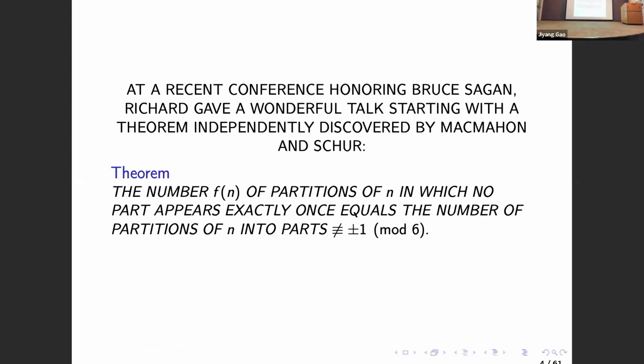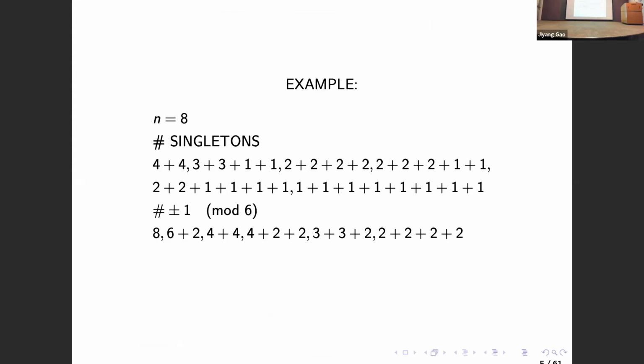So at a recent conference honoring Bruce Sagan, Richard gave a wonderful talk starting with the theorem independently discovered by MacMahon and Schmidt. The theorem is this: the number f(n) of partitions of n in which no part appears exactly once equals the number of partitions of n into parts not congruent to ±1 mod 6. So here is an example of the non-singletons. There are 6 such partitions of 8, and the partitions in which there are no parts congruent to 1 or 5 mod 6 are listed in the second row. There are also 6 such partitions.